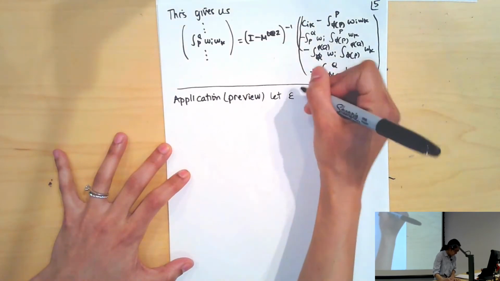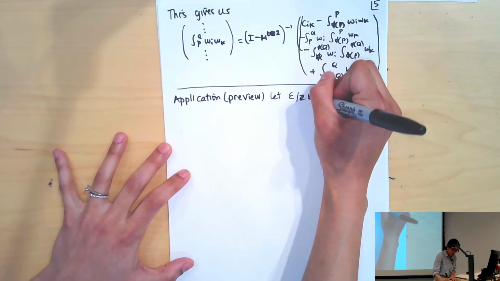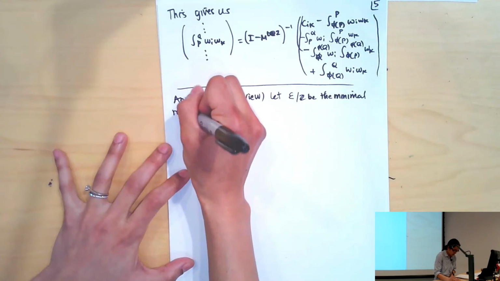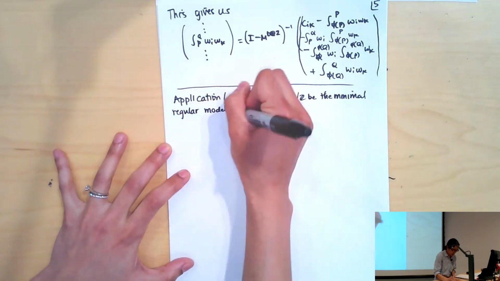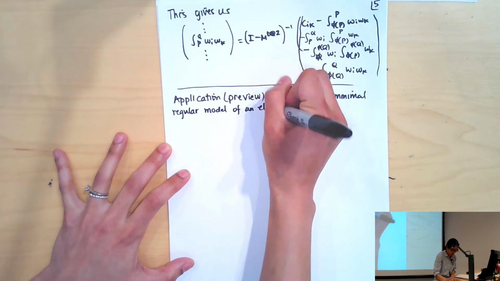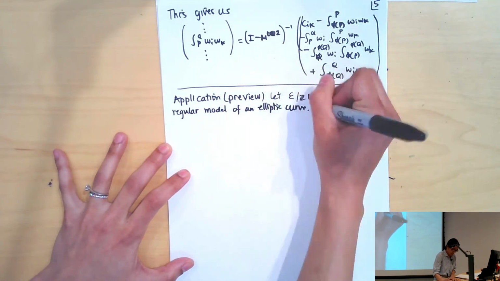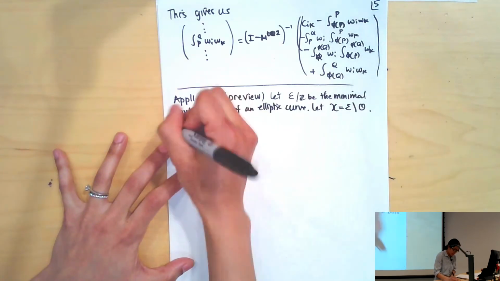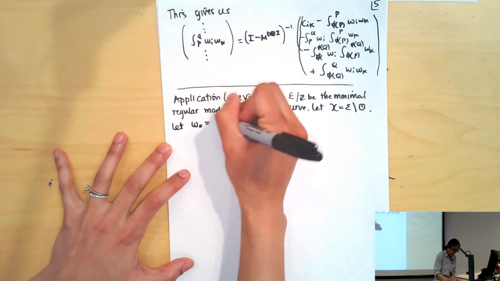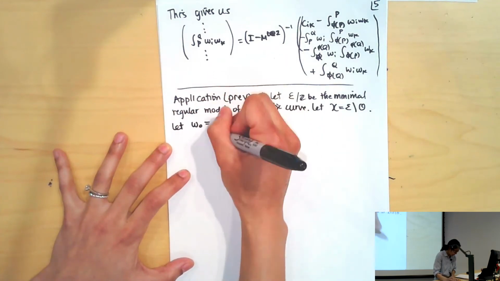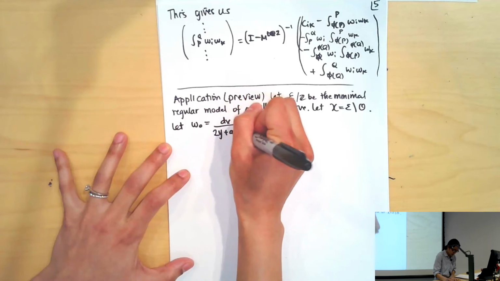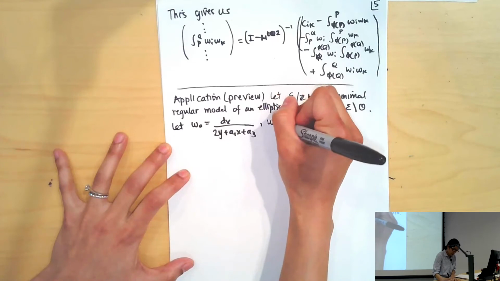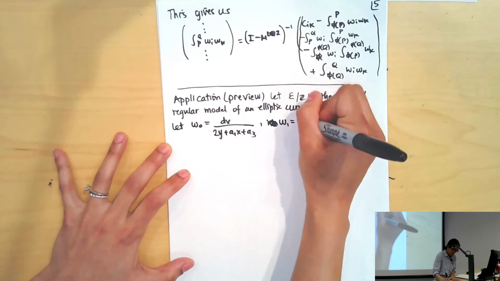We're going to have E be the minimal regular model of an elliptic curve. And we'll let X be the curve minus the point at infinity. And we'll take omega naught to be the invariant differential dx over 2y plus a1x plus a3, the usual Weierstrass model. And omega 1 will be x omega naught.